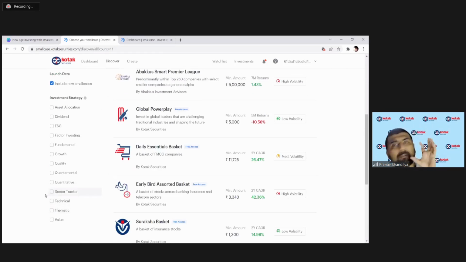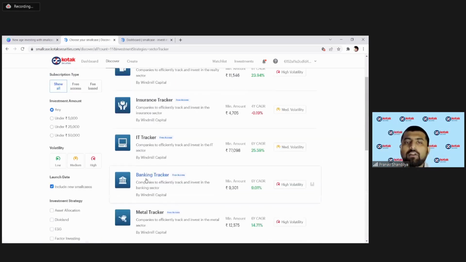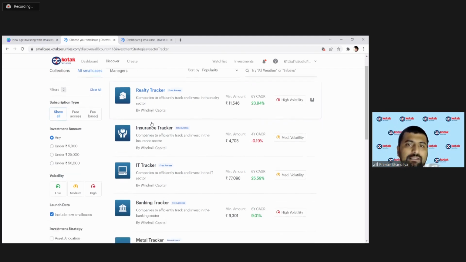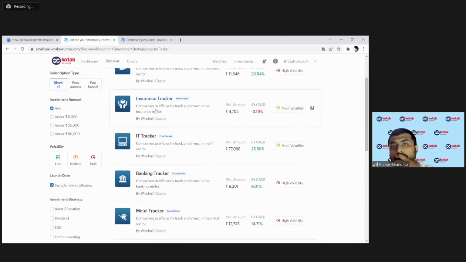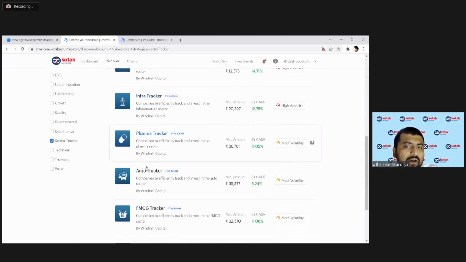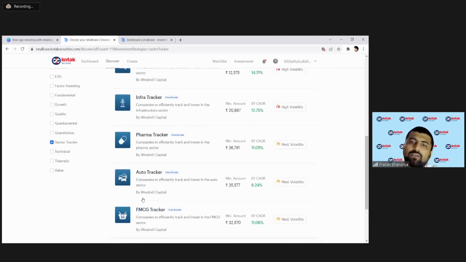If you wish to take part in sector-based investing, then you can click on sector over here, and you will find different sectors. If you want to take part in the real estate sector, then we have the realty sector here. If you want to take part in the insurance sector, we have insurance tracker. You have IT, banking, metal, infra, pharma, auto, FMCG, energy, and so on.